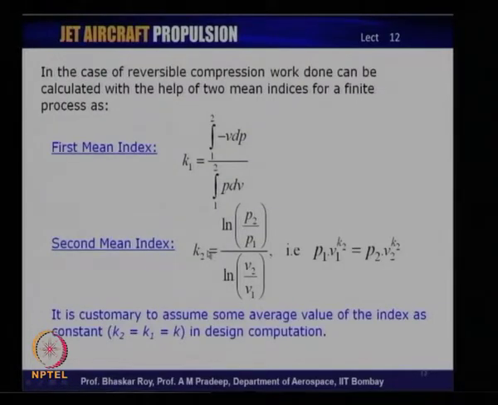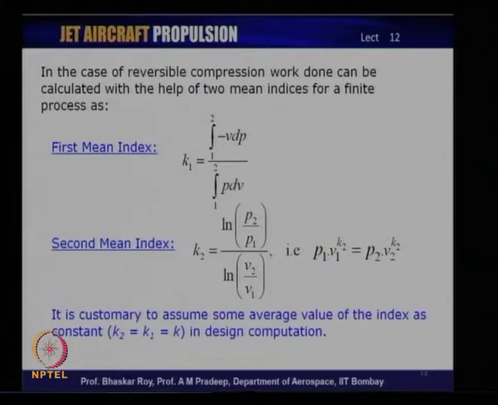Now, this compression work can be shown in terms of two mean indices, especially if they are finite processes, as it is normally in a stage. If we consider a stage which is a small change in pressure, we may consider it a finite process, and then the indices that we have talked about, k, can be shown in two different ways. The first one is often called thermodynamically the first mean index k1, and that is something which we have defined before, and that is integral 1 to 2 minus v dp divided by integral 1 to 2 p dv of the finite compression process.